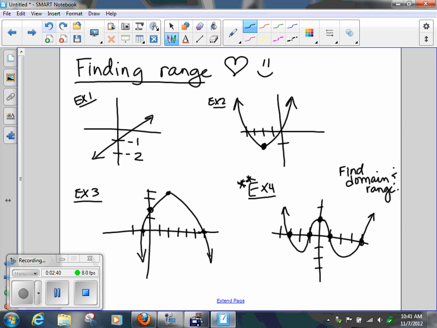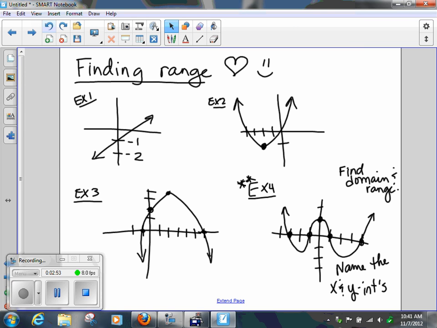I want you to find the domain and range. I also want you to name the x and y intercepts. Of course, where I make those big old dots, they are crossing clearly on a line. Clearly, okay? Use your imagination. Draw your picture better than mine.